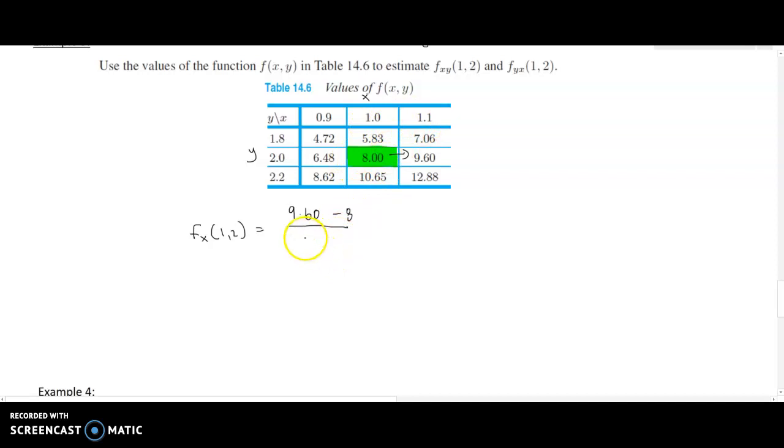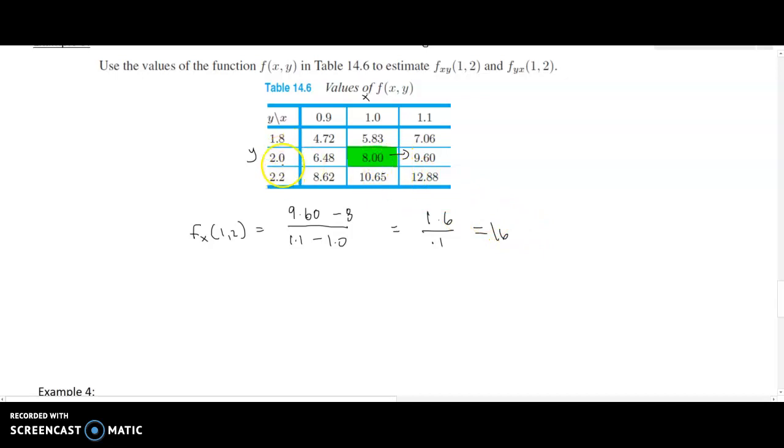X, however, increased from 1.0 to 1.1. So 9.6 minus 8 is 1.6, divided by 0.1 is 16. So if this same change persisted, if x went up by a whole unit, I could say that the z value would go up by 16. Now, what I want to ask is, how does that slope change if I increase my y value by a little bit?